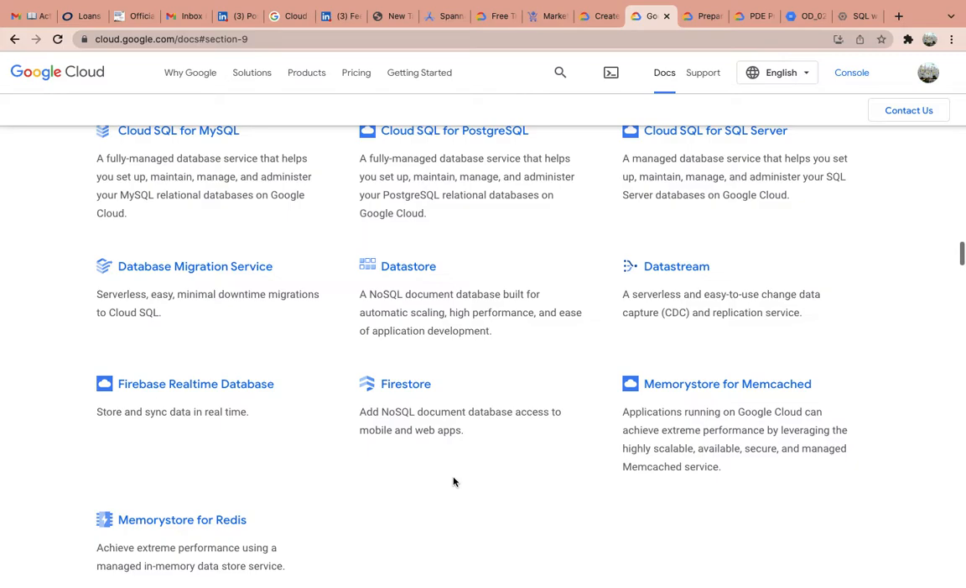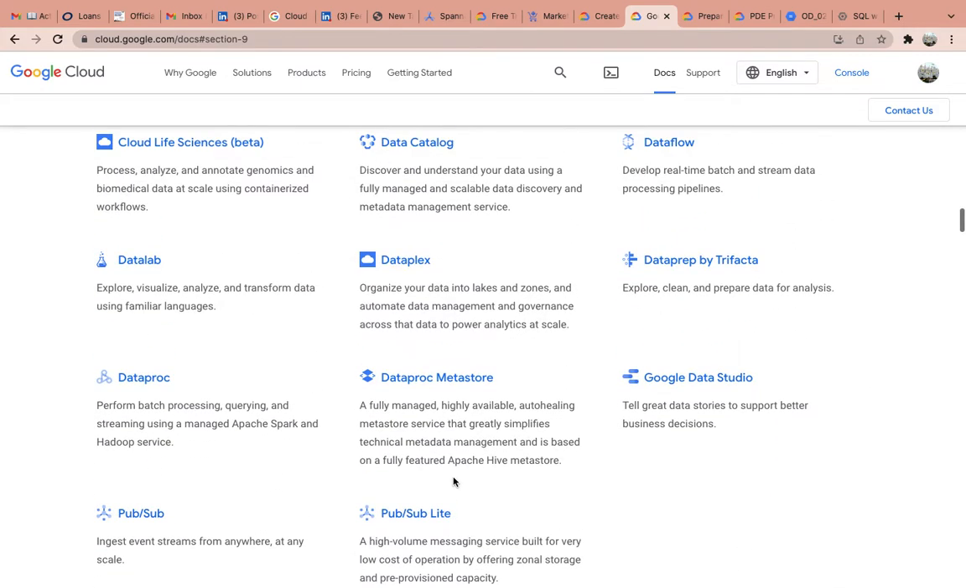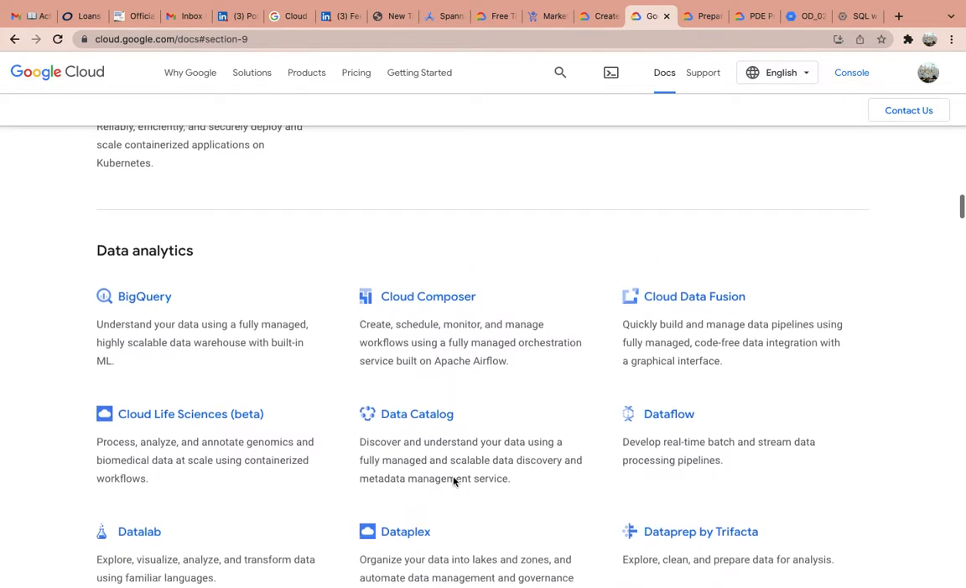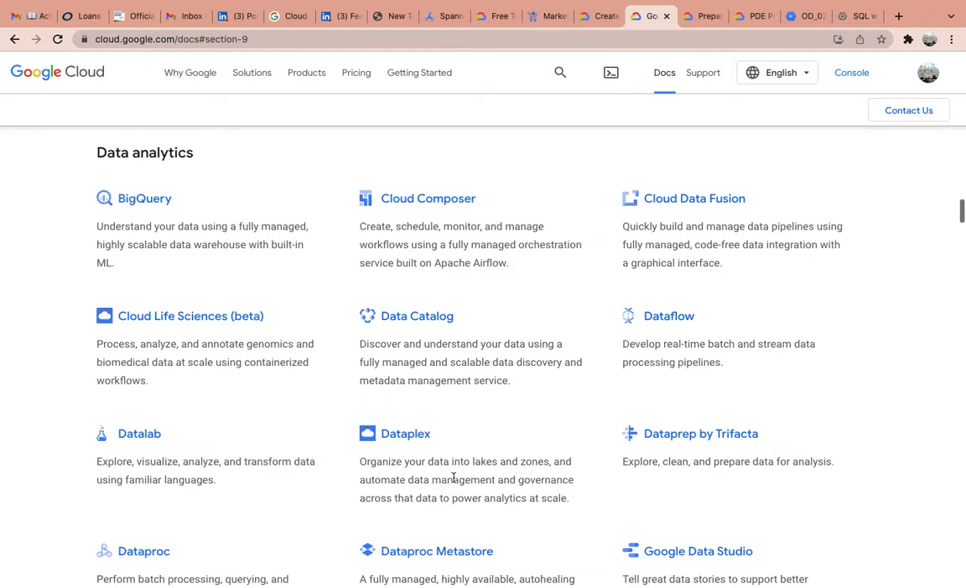Along with these, you also need to know some data analytics and data processing technologies like BigQuery. Now, BigQuery is an example of storage and compute in which you can actually store data and also query it. So, understanding your data using a fully managed, highly scalable data warehouse, it is a data warehouse. You can store your data in the data warehouse as well as do analytical processing on it.